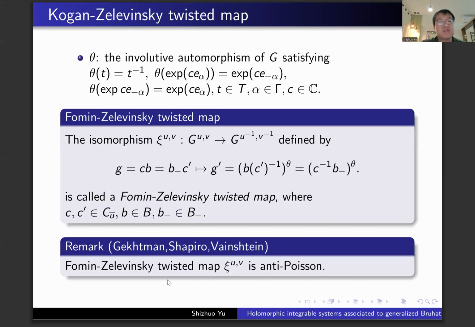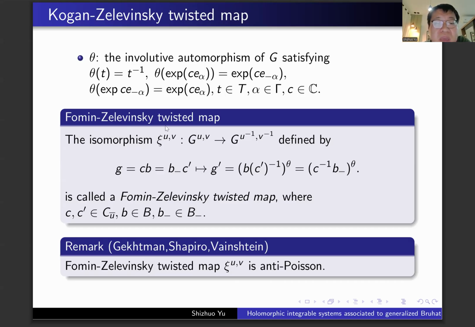Now let us go to the second part, which is called the Kogan-Zelevinsky systems. The Kogan-Zelevinsky systems are actually integrable systems on a class of the symplectic leaves of the standard Poisson Lie groups. And first we'll introduce some complete constructions of the so-called Fomin-Zelevinsky twisted maps.